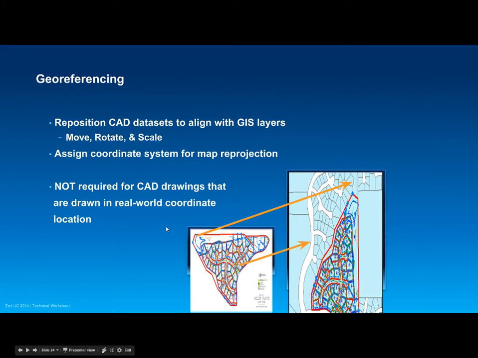So here's an example of some CAD data that's not in real world coordinates, and we have some parcel data here that is in real world coordinates. So what you do is you reposition the CAD data set to align with the real world GIS data. When you reposition or georeference CAD data, you can move it to another location, you can rotate it, and you can scale it. Again, this isn't required for all CAD drawings, but for the ones that are not in real world coordinates, it is required.